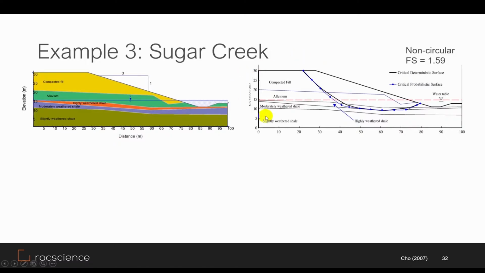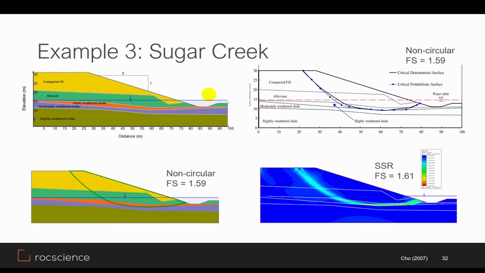So first, let's just look at deterministic results. This black line is his deterministic slip surface, and the factor of safety we got was 1.59. So we built the same model in Slide 2 and in RS2. We used non-circular search with surface altering optimization, and we obtained the same surface with the same factor of safety. Running it with shear strength reduction in RS2, we got the same factor of safety, 1.6, and you can see the surface also looks the same.